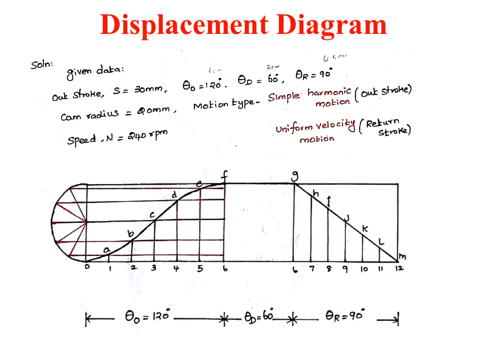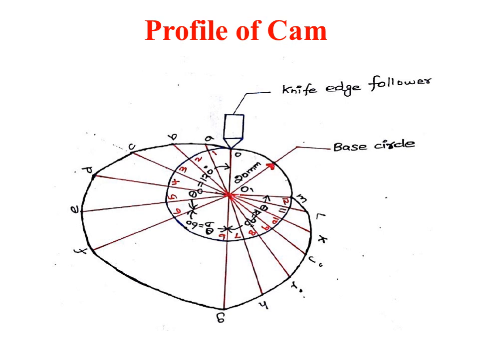So this is the complete displacement diagram for the outstroke as well as the return stroke, when the follower moves with simple harmonic motion and uniform velocity motion respectively. Once the displacement diagram has been drawn, next we will draw the profile of the cam. First, take O as the center and draw the base circle. In the problem they mention the base circle diameter as 20 mm. So we mark the 20 mm.